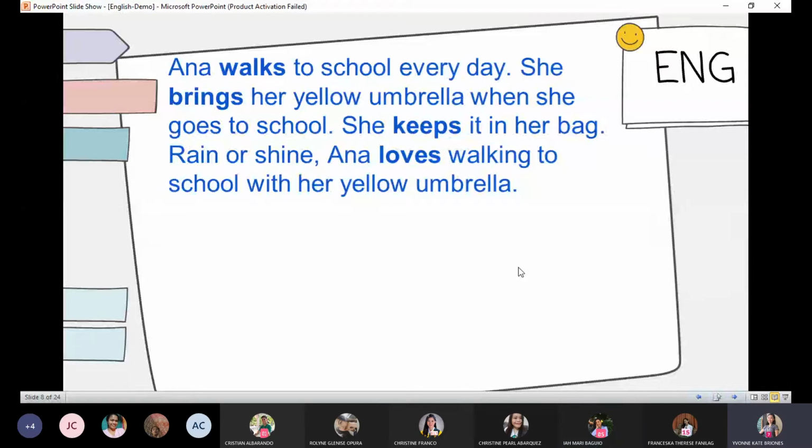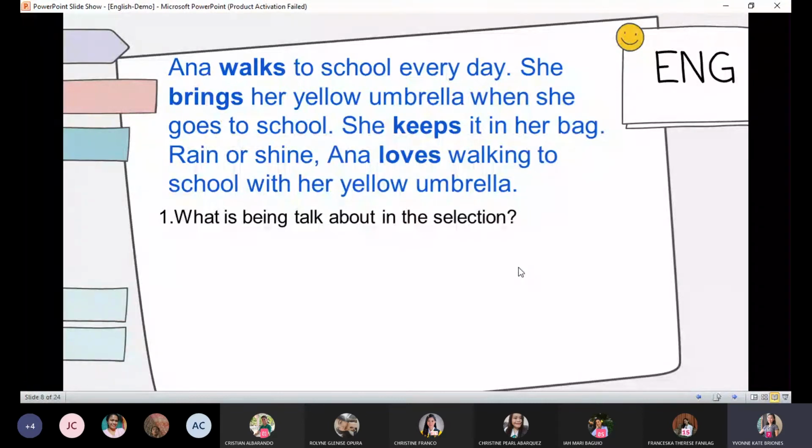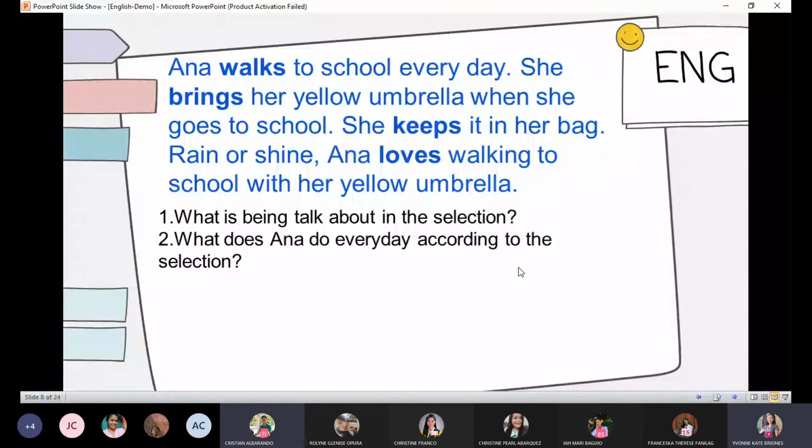Now, let's answer the following questions. Number one, what is being talked about in the selection? About Anna, teacher. Okay, very good, Cheska. Second question, what does Anna do every day according to the selection? Walks, teacher. Yes, walks. Another one. Brings her yellow umbrella. Brings. Very good, Christian. Another one. Keeps it in her bag. Yes. And loves walking. Okay, thank you so much, Christian.